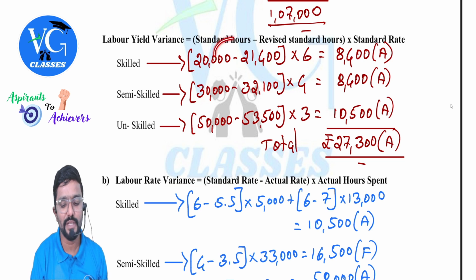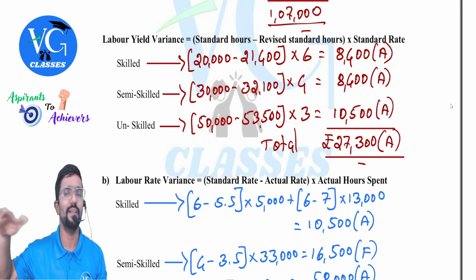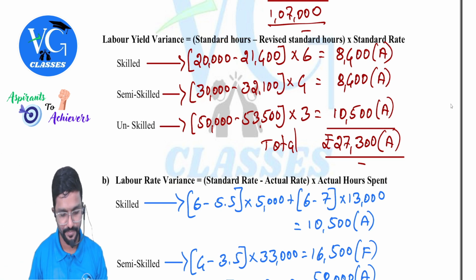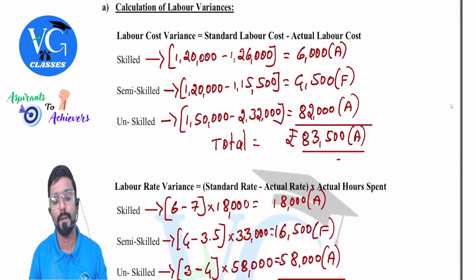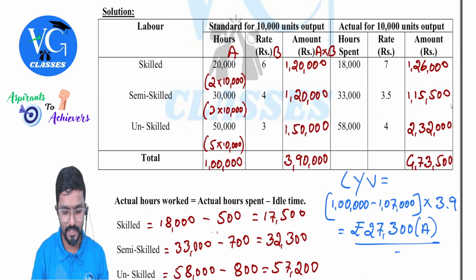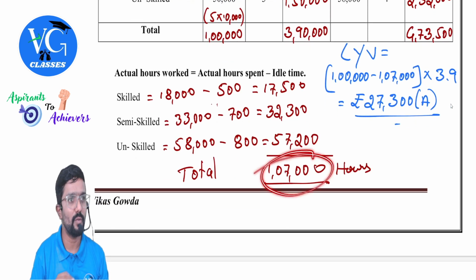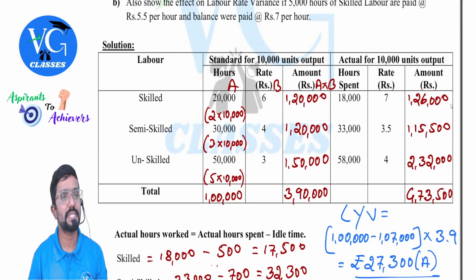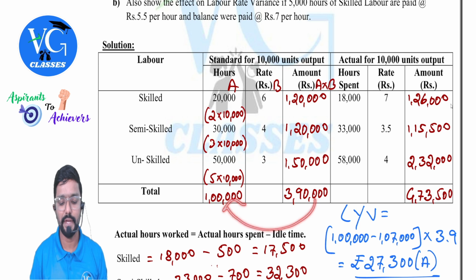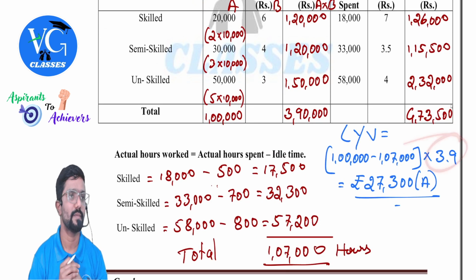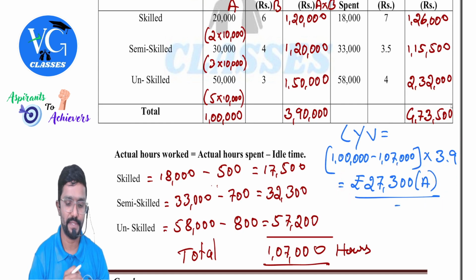So when you're doing it, please follow the same order in the calculator also. If you get a positive answer, favorable; negative answer, adverse. Then for this, we have an alternate formula also. What is it, sir? Total standard hours, which is 1 lakh, minus total actual hours worked, 1,07,000, into average standard rate. How is it, sir? 3,90,000 divided by 1 lakh, we will get 3.9. Now this is nothing but the total yield variance.